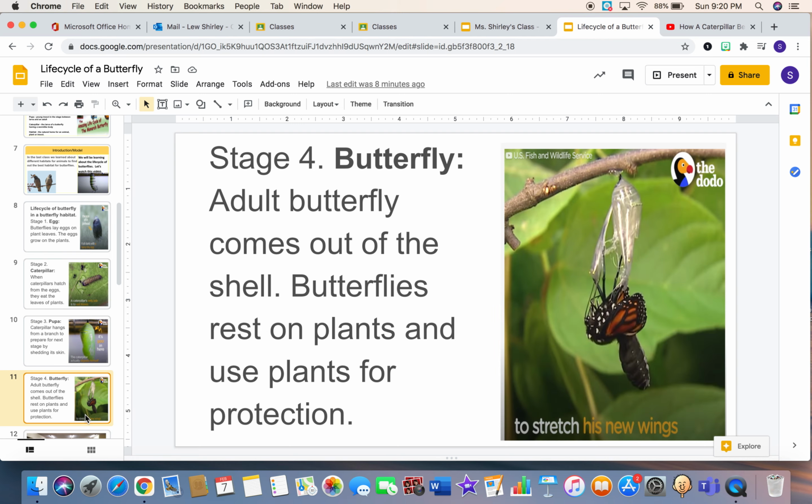So an adult butterfly comes out of the shell, and the butterfly rests on plants and uses plants for protection. But remember, at this point, a butterfly no longer eats leaves, but he lands on flowers to drink the sweet liquid of a flower called nectar.